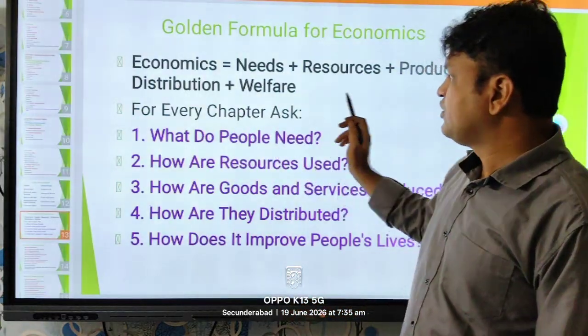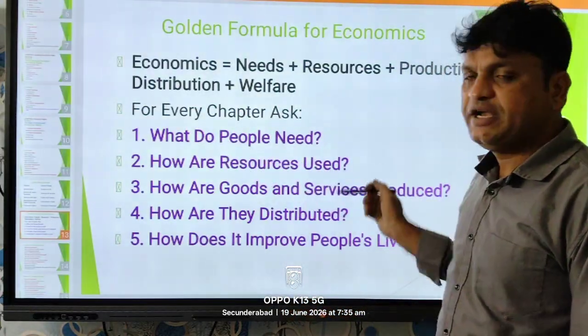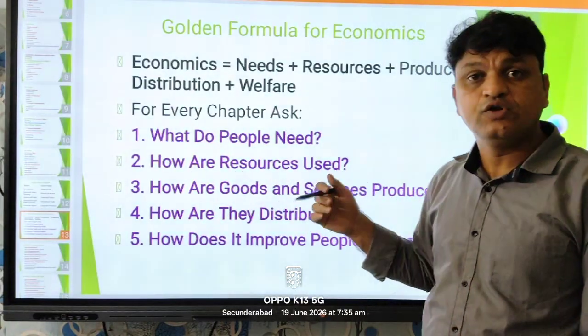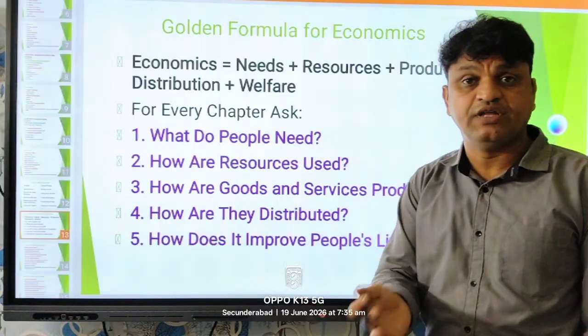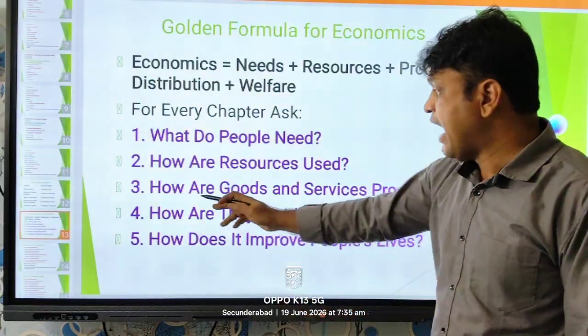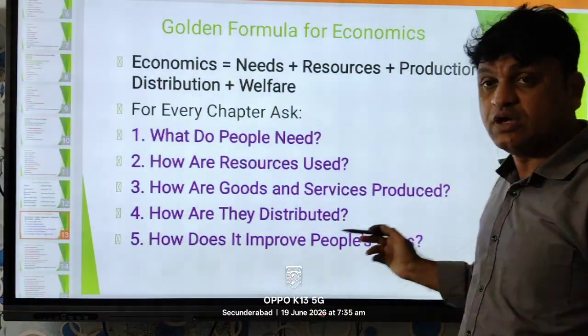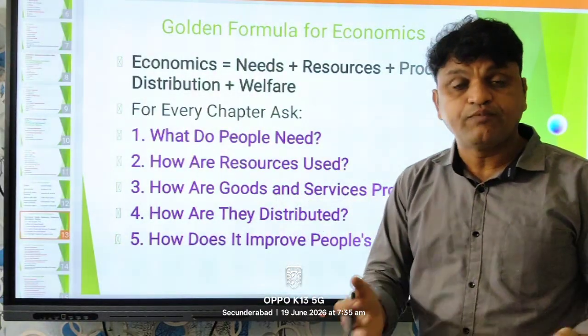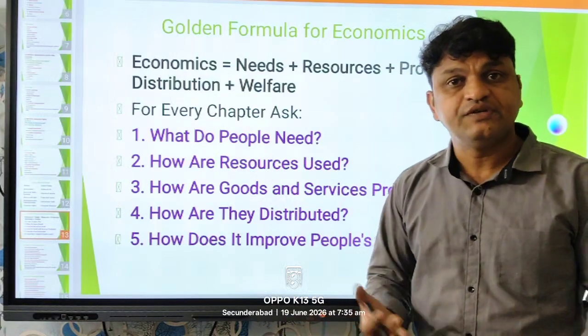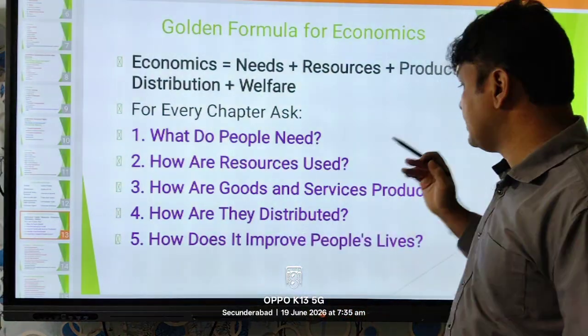And for every chapter, you can ask yourself, what do people need? Actually, what people need, and how our resources are used, how we are using our resources which are available in nature: natural resources, man-made resources, human resources. And how our goods and services are produced. How are we producing our goods, agriculture goods, industrial goods, and how are the service activities produced? This comes under this.